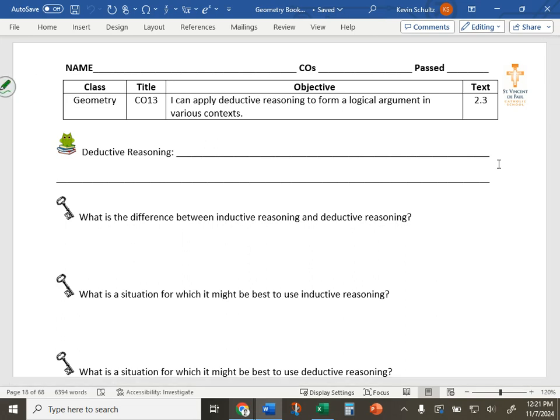Covering lucky number 13, applying deductive reasoning to form a logical argument in various contexts.